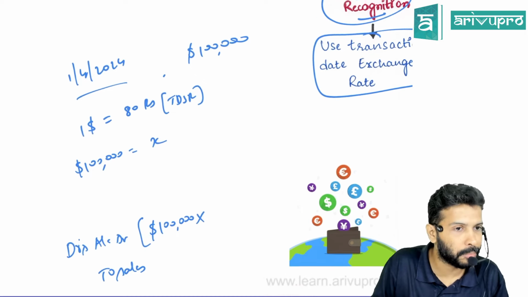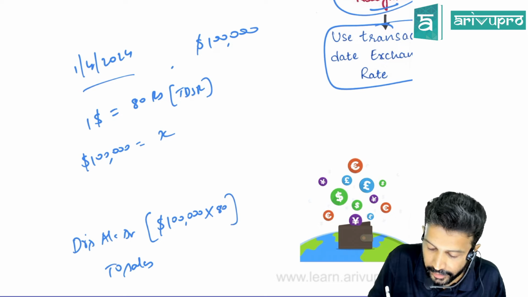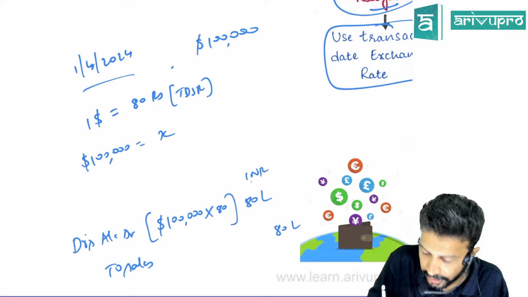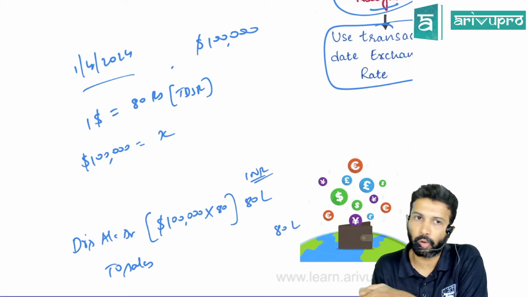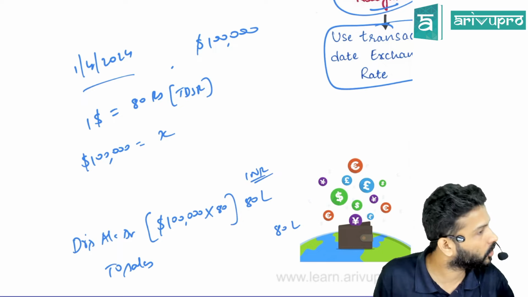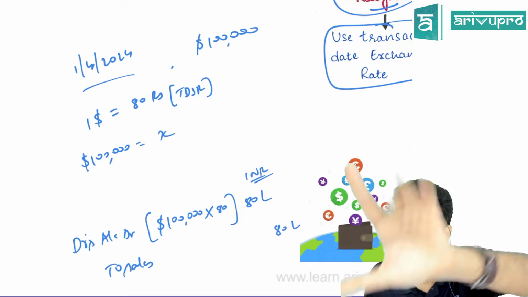You have to cross multiply simply. If $1 is equal to 80 rupees, then $1 lakh will be 1 lakh times 80, which will be 80 lakh. Is this 80 lakh rupees in dollars or in INR? So convert the dollar value into Indian rupees using the transaction date spot rate, which will be given to you in the question. That is your initial recognition, both for monetary items and non-monetary items.